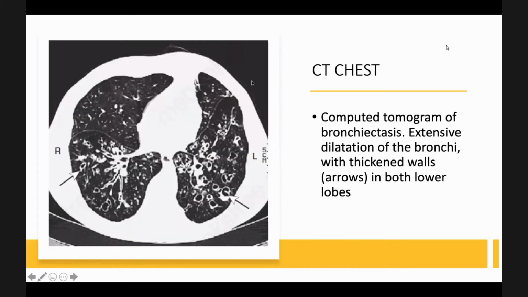So what are the findings that you are going to get on the CT scan? On CT scan, you are going to get extensive dilatation of the bronchi with thickened walls.